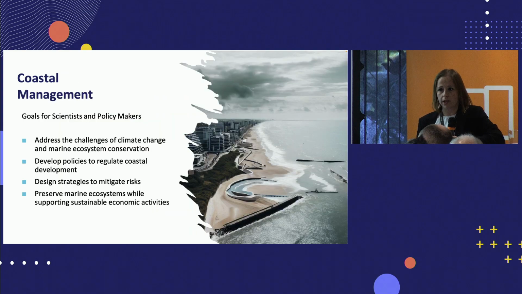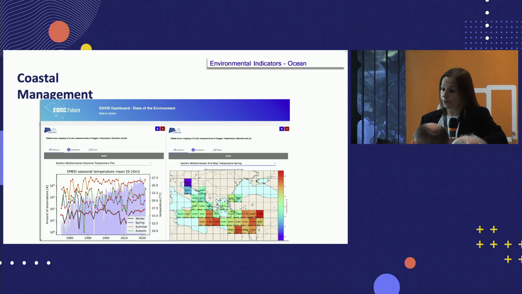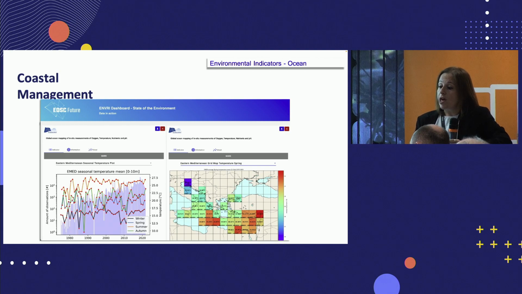Another example from the marine domain, coastal management. Here again, we have scientists and policymakers who want to address challenges of climate change. They want to help preserve the marine ecosystem, but at the same time, they want to support economic growth in coastal regions. What can we do here? In this case, we have indicators from the ocean domain. Those you can find on the frame that brings the logo of SeaDataNet.